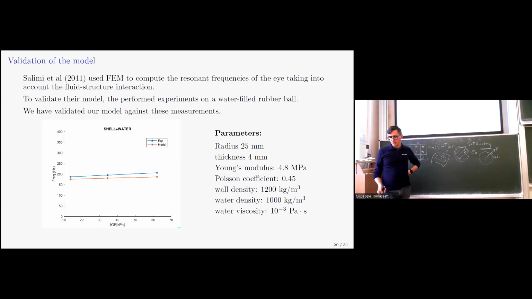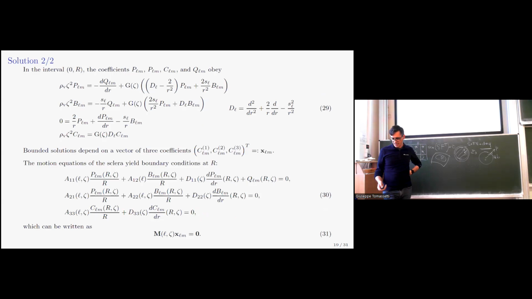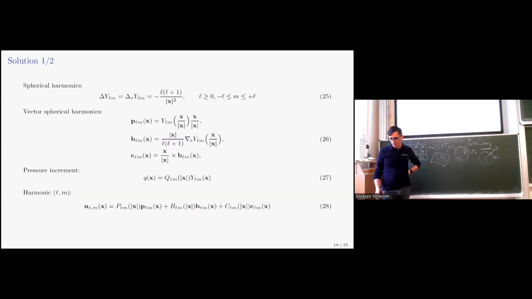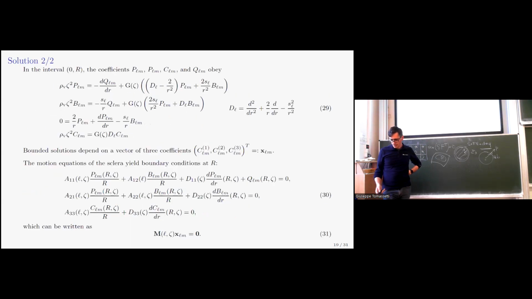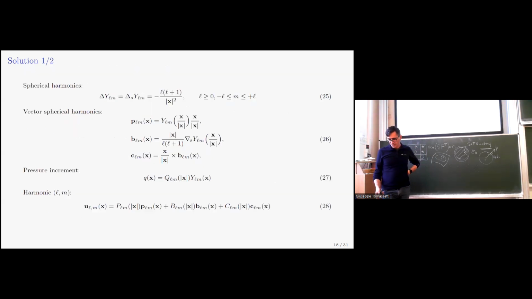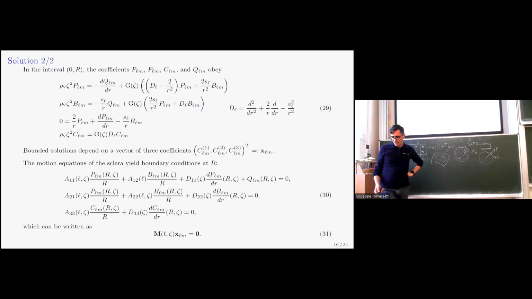And if you substitute this representation formula into the governing equations, you end up with a system of 4 ordinary differential equations for these coefficients Q, P, B, and C. They are all coupled, and you can solve these equations in terms of Bessel functions.